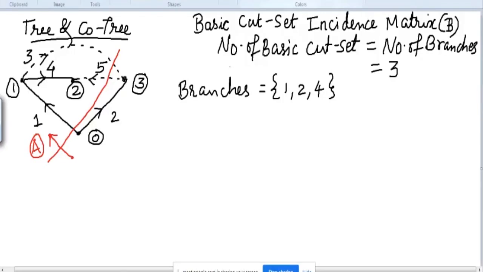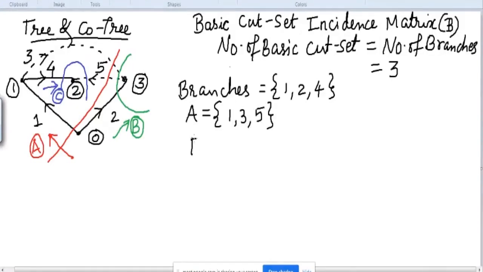Then the second will be for 2. So let's cut 2. It can be cut in this way, and as the direction of 2 is in this way, the direction of the cut set will also be in this way. Then next is 4. We cut 4 in this way, and the direction is here, so we put the direction in this way. This will be C. In this way we have cut the various cut sets. So we will write the entries of the cut sets. A is equal to 1, 3, 5.